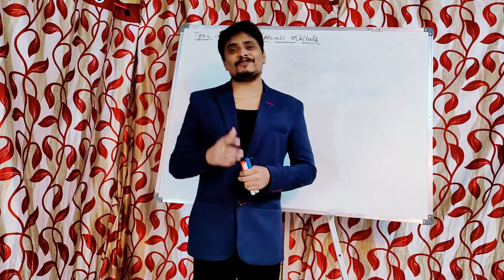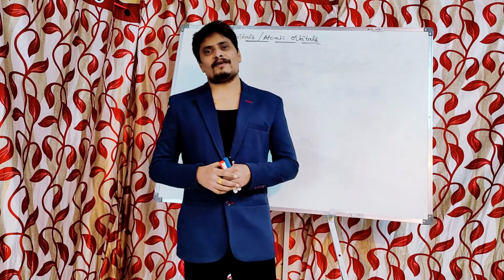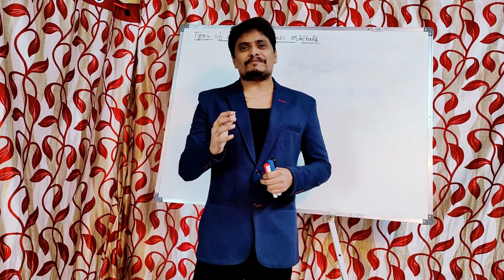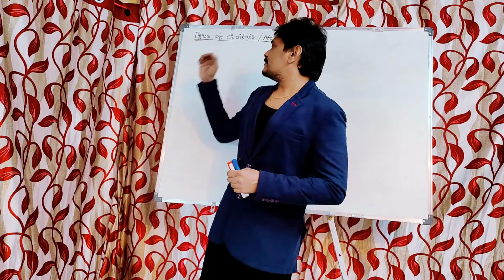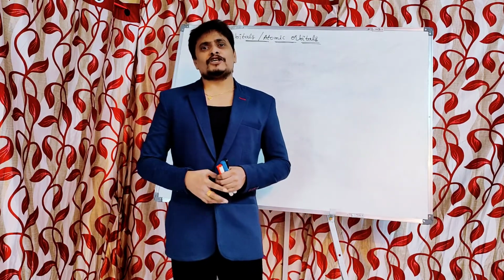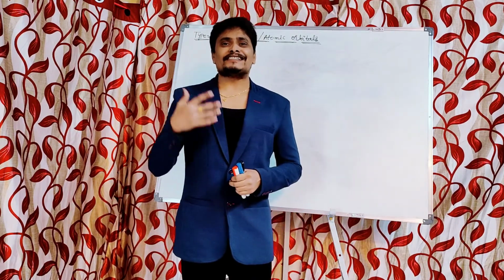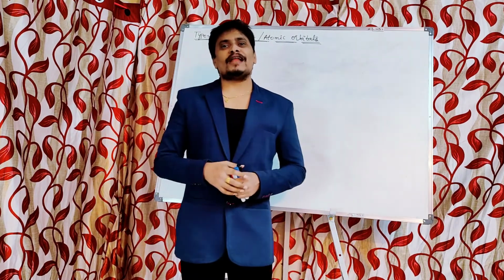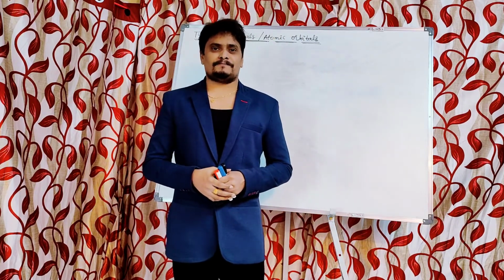So coming to our actual topic, that is orbital. Now what is the orbital? The region where the probability of finding the electrons is maximum is called an orbital. Now, types of orbitals. There are four types of orbitals: the S orbital, P orbital, D orbital, and F orbital. These are the four types of orbitals.